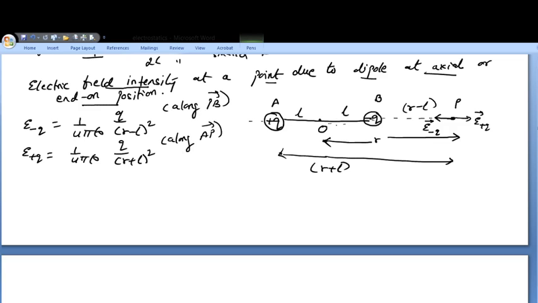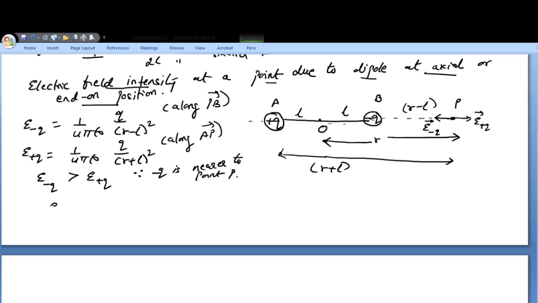Now see here, if you can see this figure, minus Q is nearer to point P. Yes or no? And plus Q is far away from point P. So which field is going to dominate? Yes, the electric field intensity due to minus Q will dominate. So electric field due to minus Q is greater than electric field due to plus Q, because minus Q is nearer to point P. So what will be the net electric field?